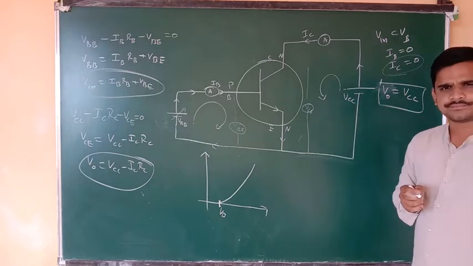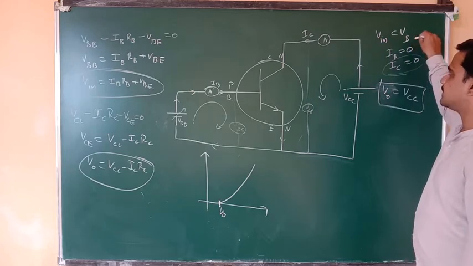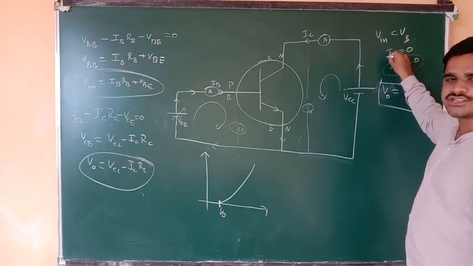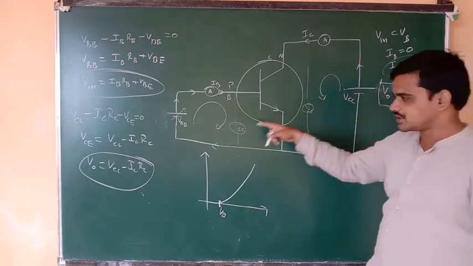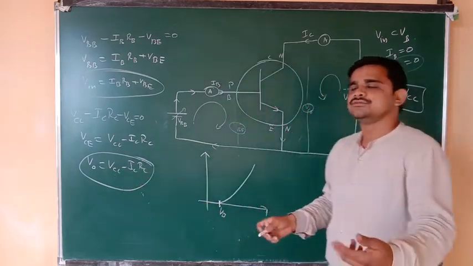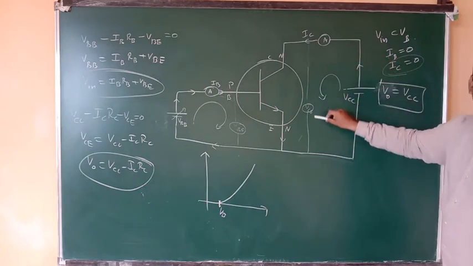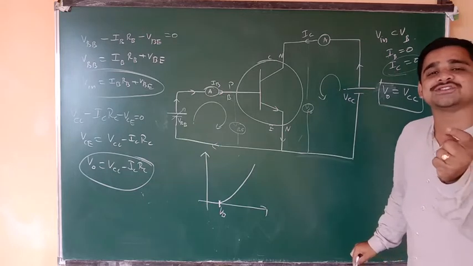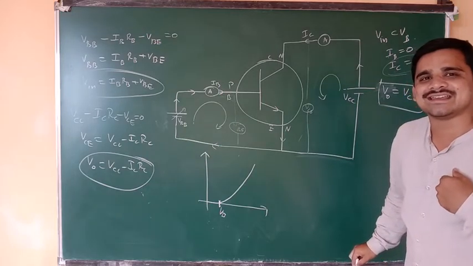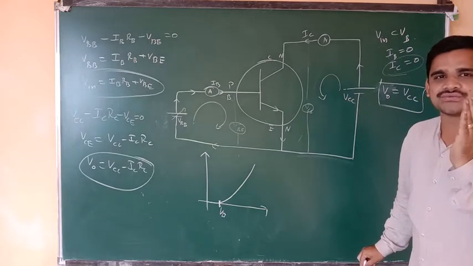Understand here? I'll tell you one more time. When the input is less than the barrier potential, input current is 0. Input current is 0 means output current is 0. When the output current is 0, V0 is equal to VCC, which means there is no potential drop at all in this circuit. When there is no potential drop, what can we say? Switch is off.